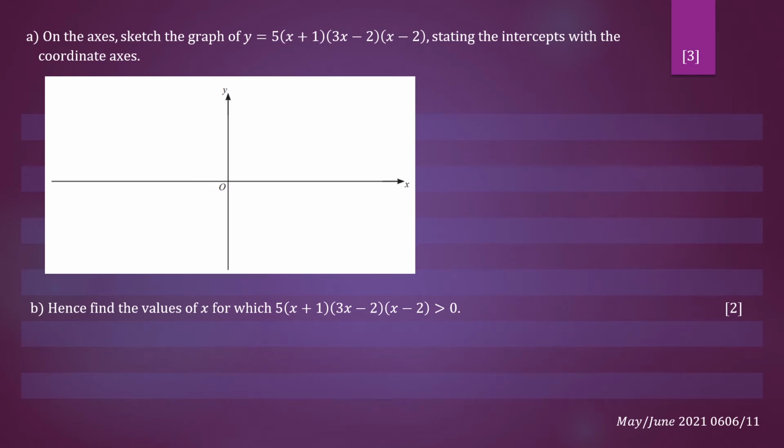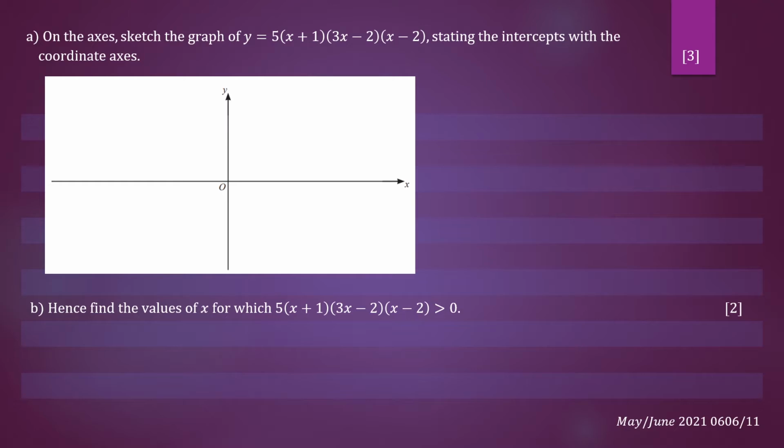Everyone, in this question, it involves polynomials and inequalities. So part A states that on the axes, sketch the graph of y equals 5(x + 1)(3x - 2)(x - 2), stating the intercepts of the coordinate axes. In part B, hence find the values of x for which our expression is greater than 0.